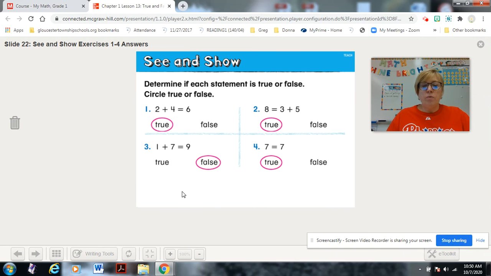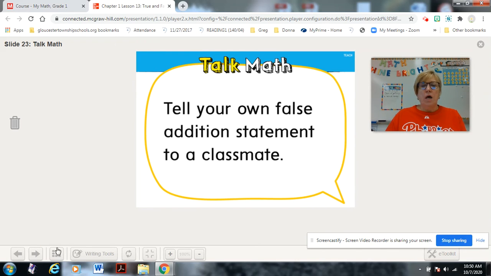Okay, there you go. Yep, 1 plus 7, not 9. And 7 does equal 7. Okay. All right, let's look at what you have here. Talk math. Tell your own false addition statement. And they say to a classmate, but tell somebody in your house. Think of one that you know is false and turn and tell them. And while you go tell them, pause the video.